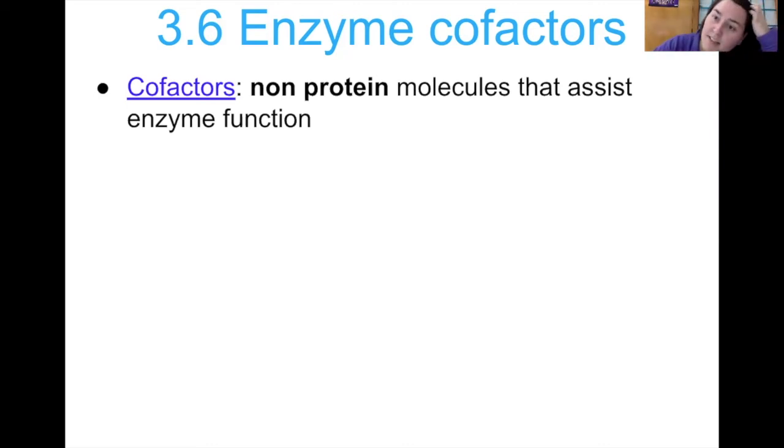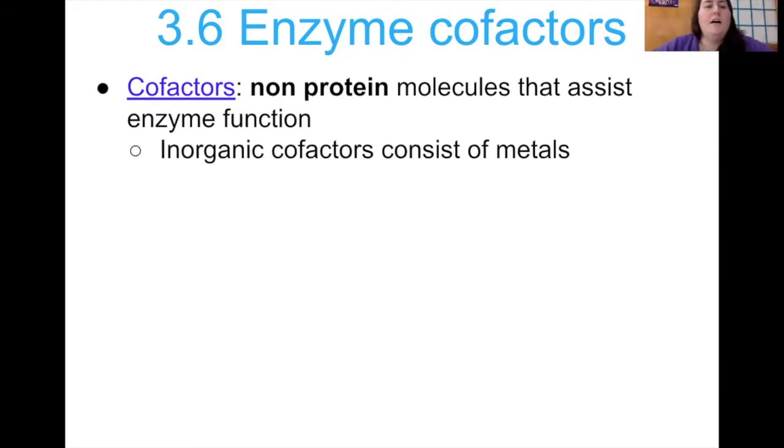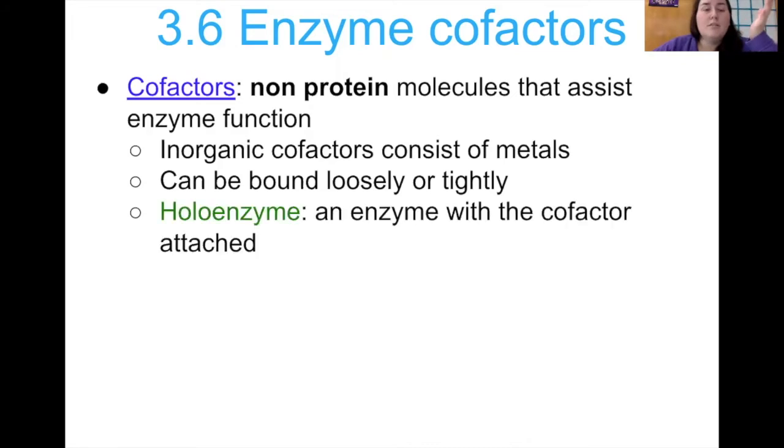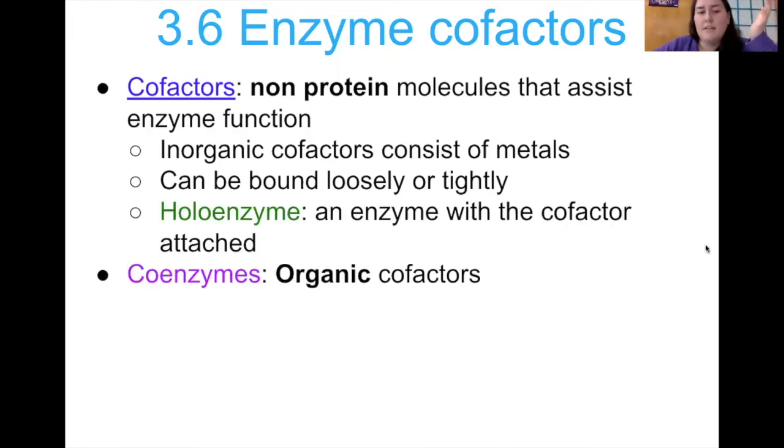Talk about in 3.6 is enzyme cofactors. Cofactors are just non-protein molecules assisting that enzyme to do its function. These cofactors can be inorganic, they can consist of metals, they can bind really loosely or tightly. A holoenzyme is just an enzyme with a cofactor attached. Coenzymes have organic cofactors like vitamins.